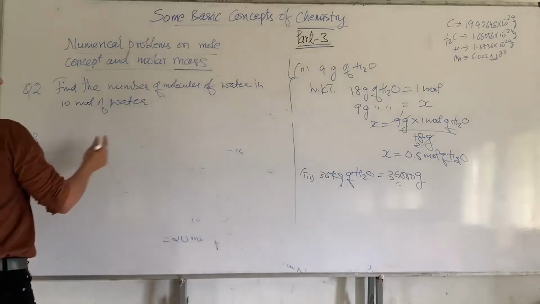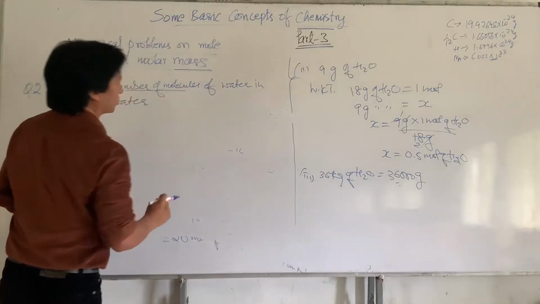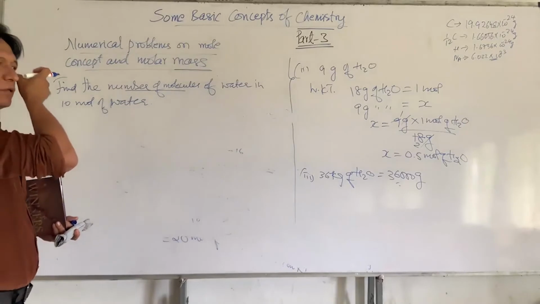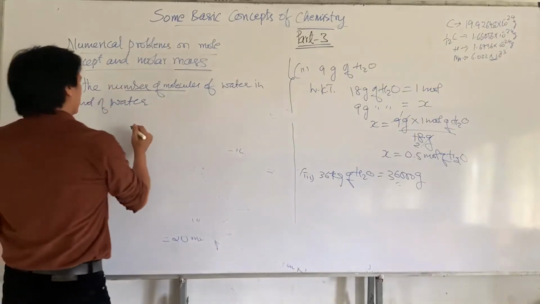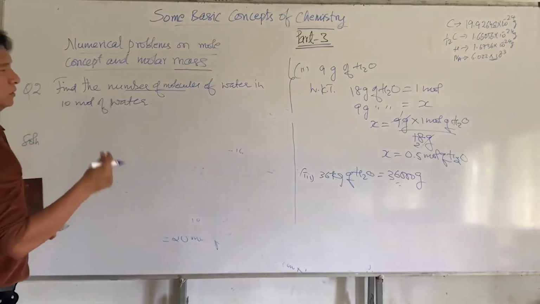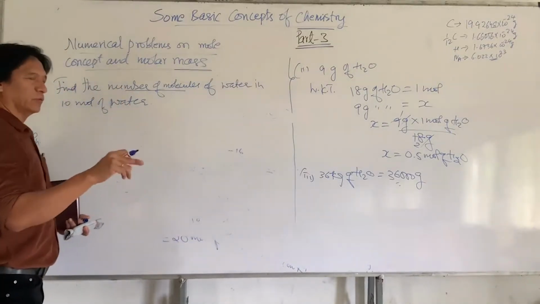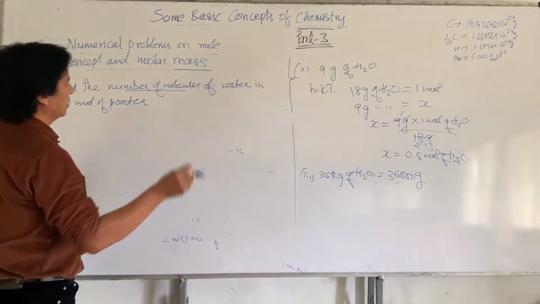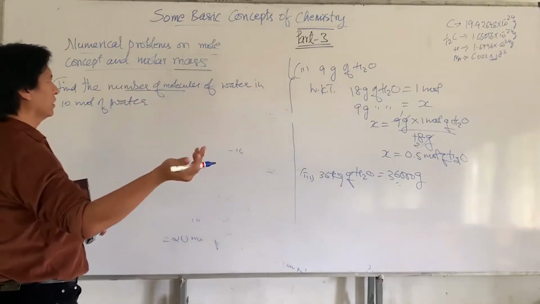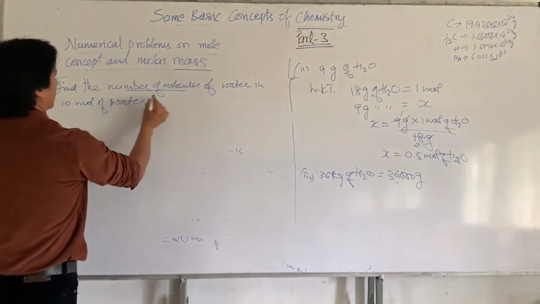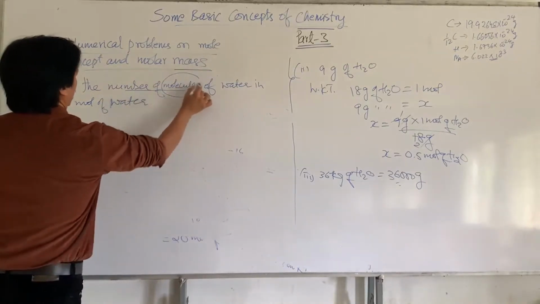So now, again, here it's the number of molecules. Now you have seen this Avogadro number. We know that in 1 mole of any substance, you're going to have 6.02 times 10 to the power 23 particles, whether it's atoms or molecules or whatever. So here it is water. The number of molecules of water is what you're going to find.